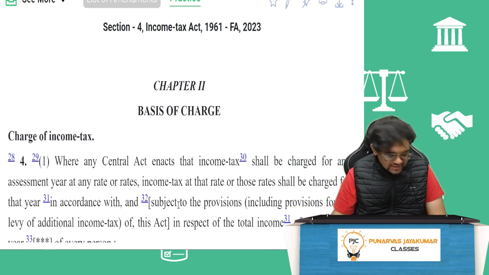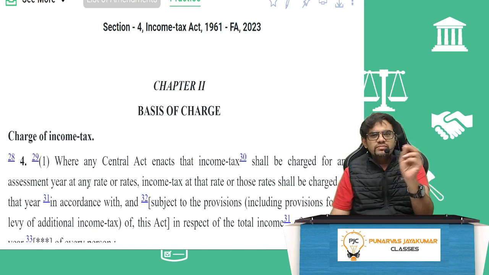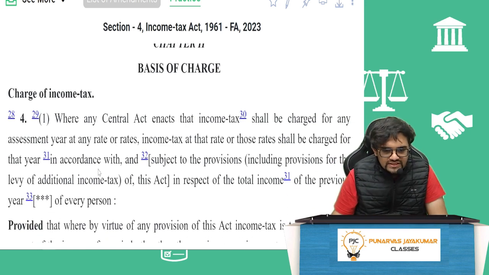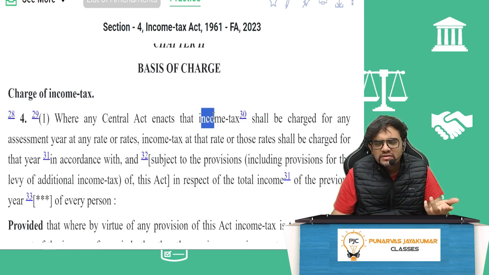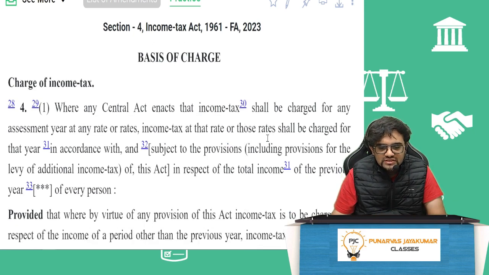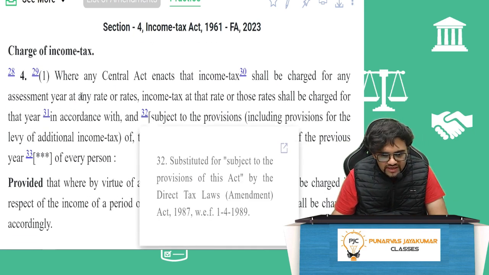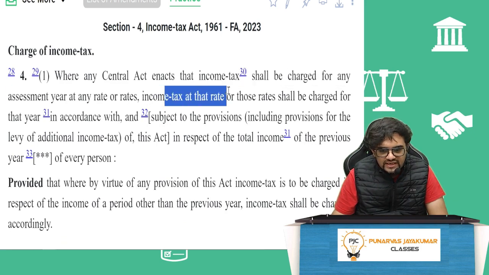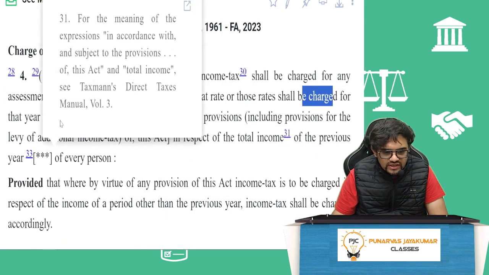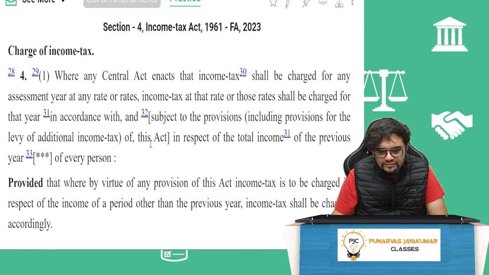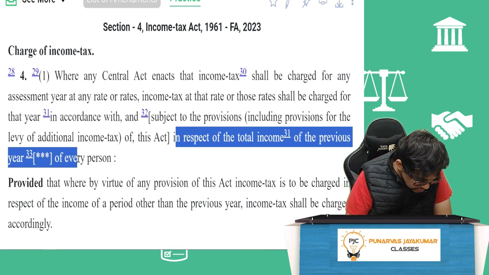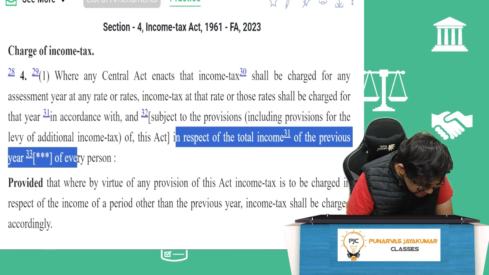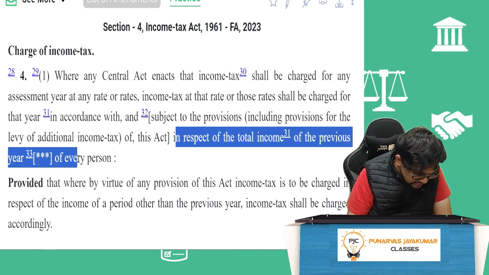Okay? Yes. So charge of income tax. Let's see. I'll just tell you the basic words, then we'll do the chart. Okay? Basis of charge. Charge of income tax. Where any central act enacts the income tax, of course our Income Tax Act, shall be charged for any assessment year at any rate or rates. Income tax at that rate or those rates shall be charged for the year in accordance with what? Total income of the previous year of every person. Total income of the previous year of any person is what they say. Total income.